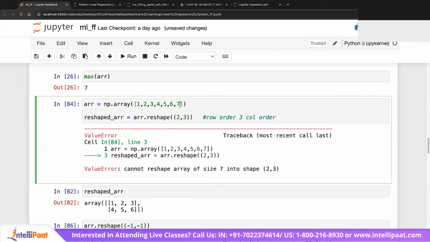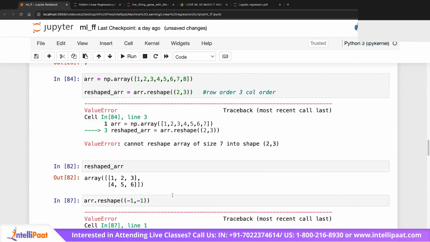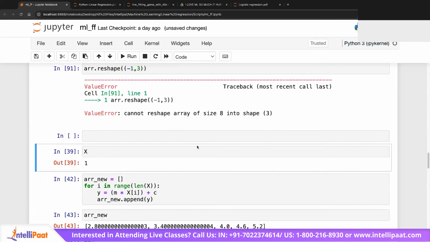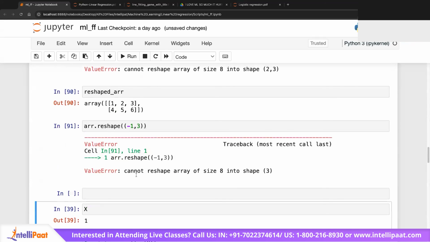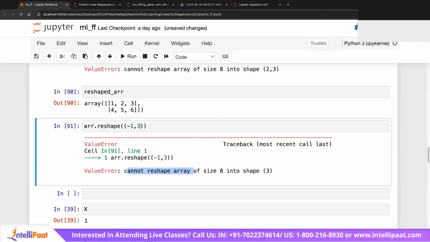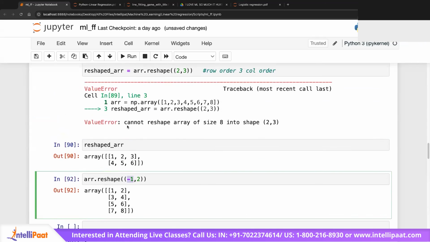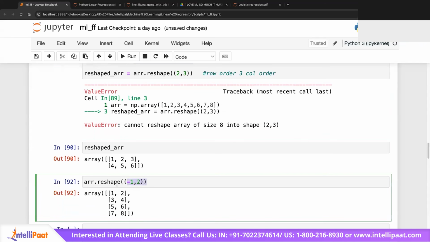If I put -1 and -1 here, it will still not be able to do it. But what if I do 7, 8? Let's change this to maybe 3. What happened here? -1, 3 cannot reshape an array of size 8. 8 values, can it have some number of rows which we don't know, but 3 columns? If I change this to 2, 1, 2, 3, 4, 1, 2, 3, 4, did I tell it how many rows it should have? But it did it automatically. At the same time, it converted the dimension from 1D to 2D.